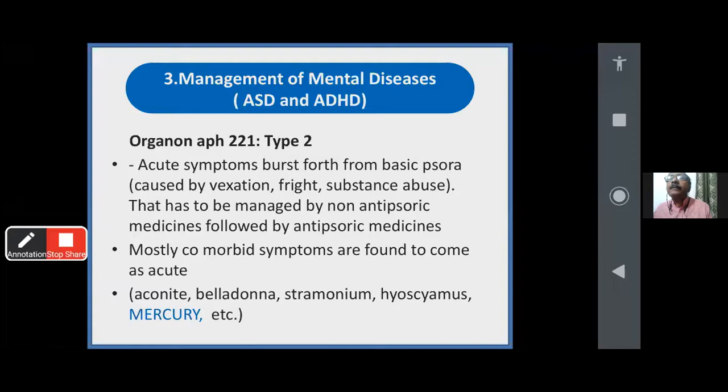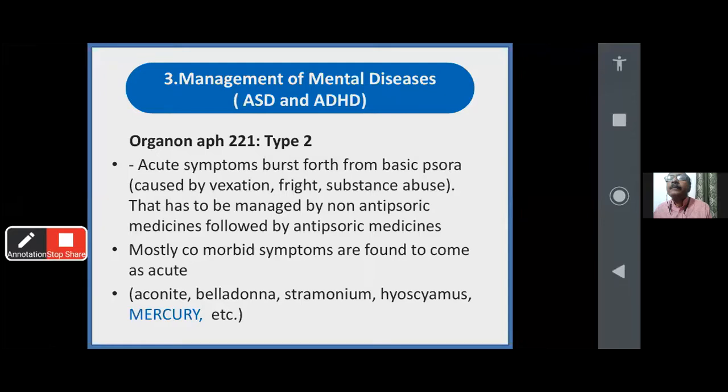A medicine that maybe I never used in mental disease. It didn't come to my mind. But belladonna, hyoscyamus, stramonium are all there. We use them in ADHD cases, different types of hyperactive disorders. These things come, but I never thought of mercury. That's what I want to tell you.